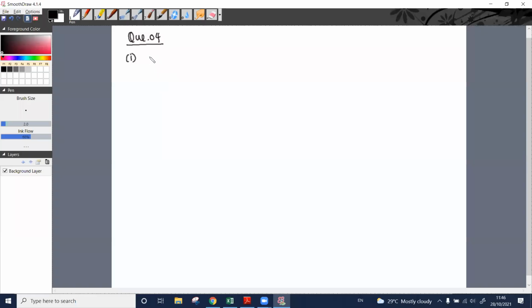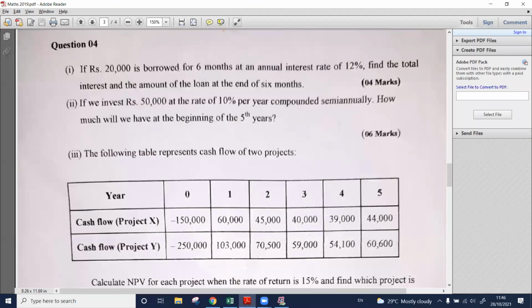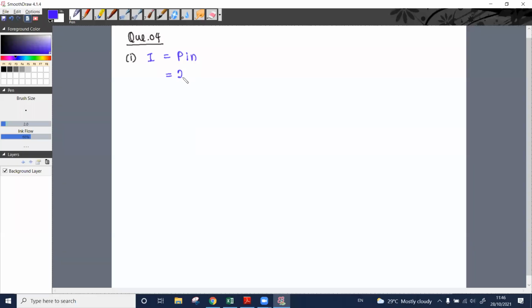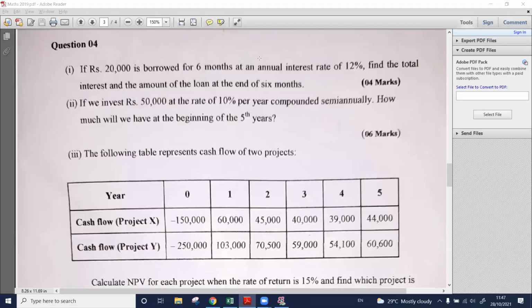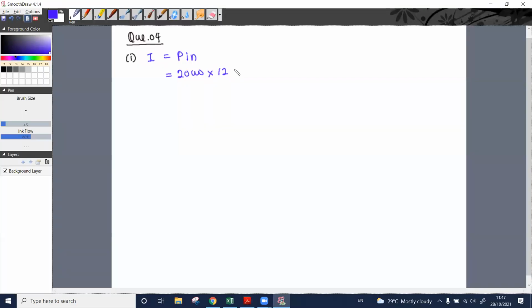Right. Total interest, how can we find that? Total interest is principal into interest rate into number of years. I equals P R N. Principal amount is 20,000, into interest rate given as 12%.